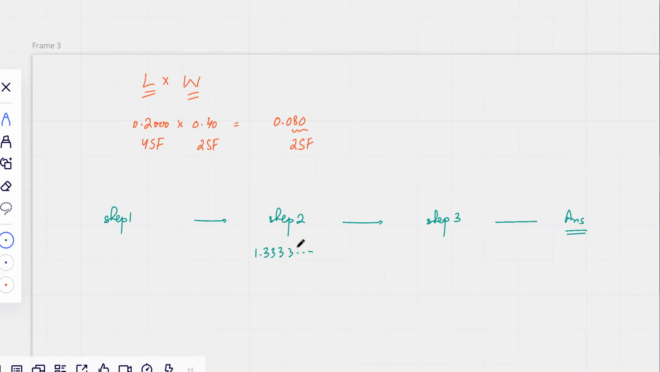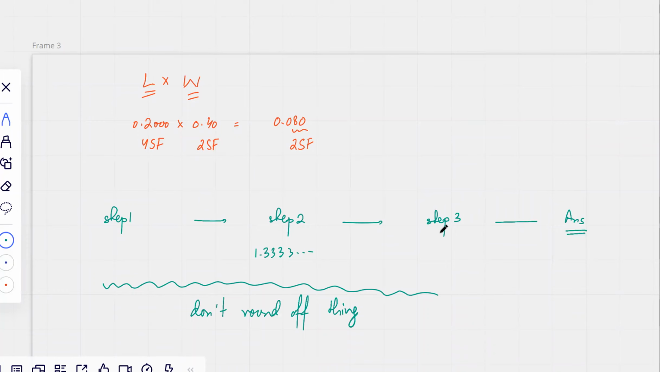It would be better that you don't round off values in the middle. If you're using these steps, you took one value, did some calculations with that, got another value, did some calculations with that, and got another value. Don't round off things, or try not to round off things in the middle, because you're going to lose accuracy. Every time you round off, your answer is going to be less and less accurate.